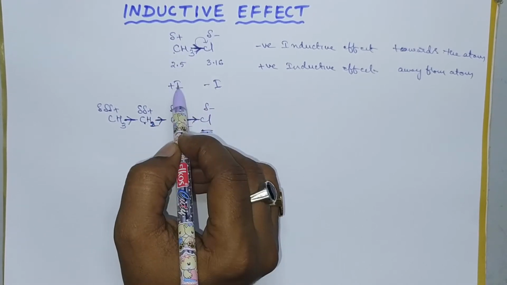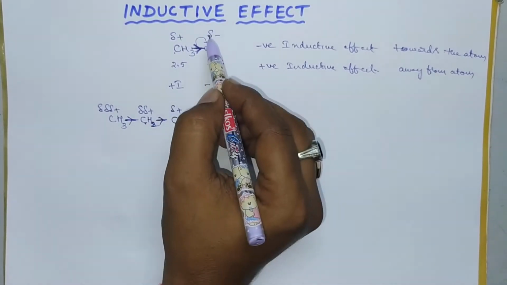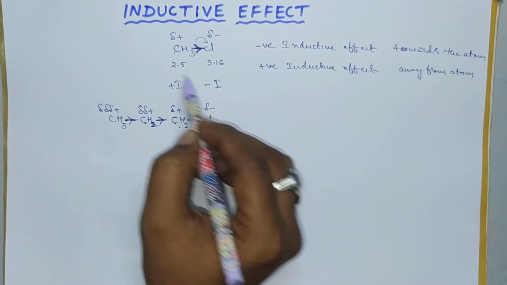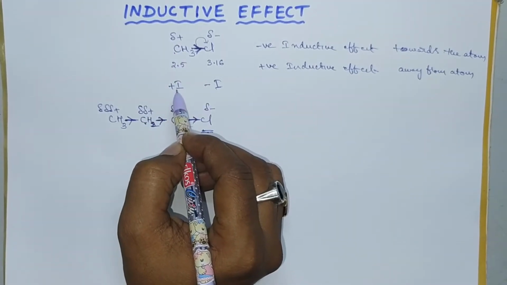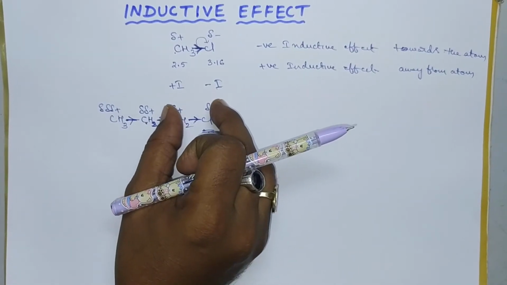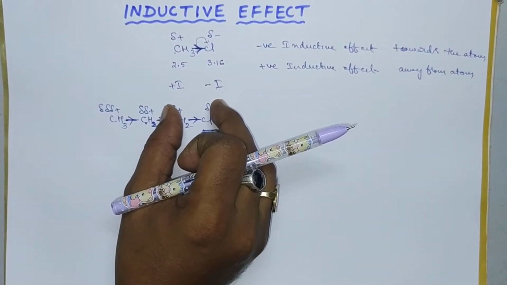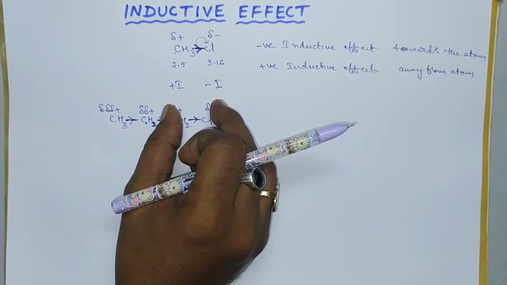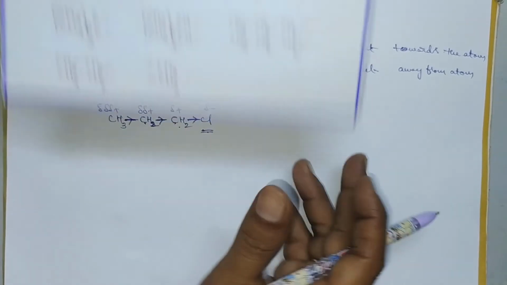Here the chlorine involves in minus I effect, that means electron withdrawing effect, and CH3, the alkyl group, involves plus I effect. So in this way the halogen involves in minus I effect and the alkyl group involves in plus I effect. So now we have to classify the groups whether they involve in plus I effect or minus I effect. So the plus I effect groups are electron releasing groups, whereas the minus I effect groups are electron withdrawing groups. So you have to remember those groups. So here are the groups.